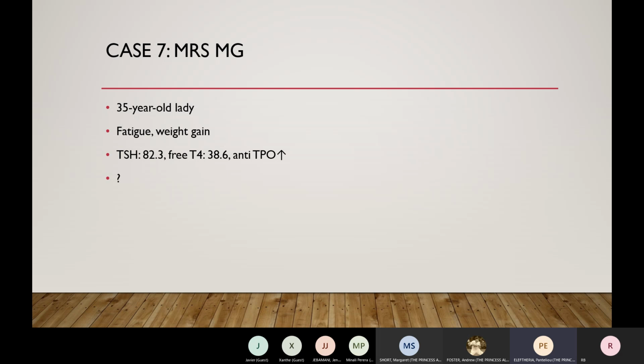Mrs. MG is 35 years old. She presented with a history suggestive of hypothyroidism. She's got a TSH of 82.3, a raised T4, and raised anti-TPO antibodies. Looking at this, I just want you to think how important clinical history is. As you probably see, something doesn't quite make sense in this one. The history suggests hypothyroidism, and we need to work towards that. Clinically she's euthyroid, so the TSH makes sense. What doesn't make sense is her T4.